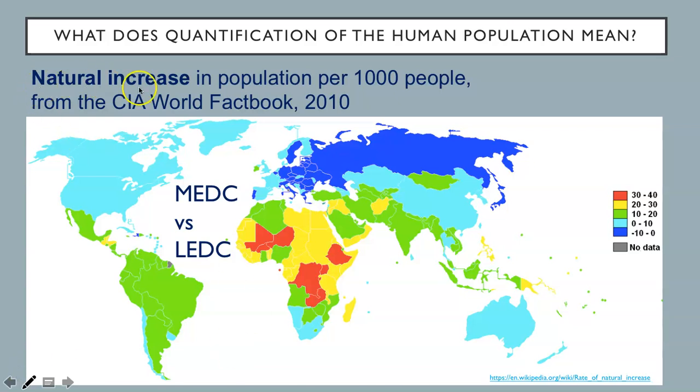This image represents the natural increase in population per 1,000 people from 2010. Do you notice differences in natural increase rate for more economically developed countries versus less economically developed countries? Notice that virtually 100% of natural increase rate is located in lower economically developed countries, primarily in sub-Saharan Africa. Thus, these populations are contributing more to increased population growth.